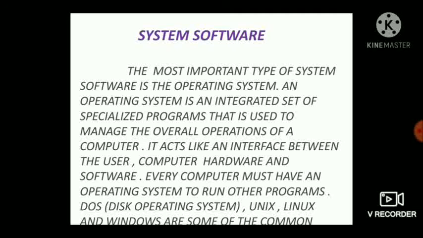First one is system software. System software consists of general programs written for computer. This program provides the environment to run the application programs.